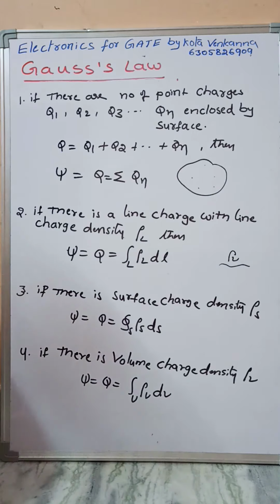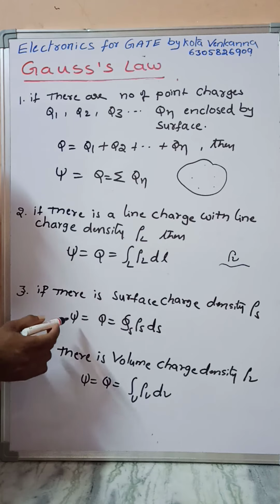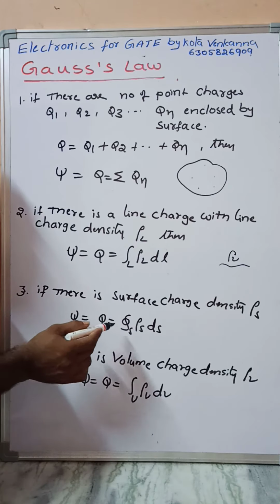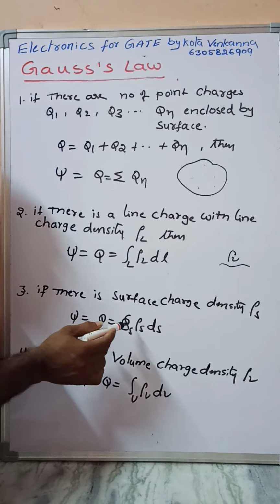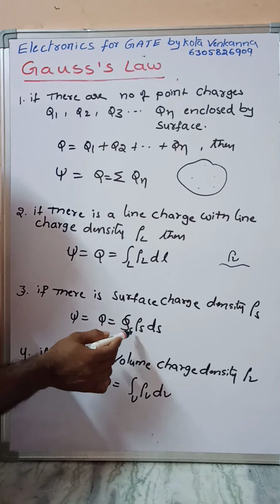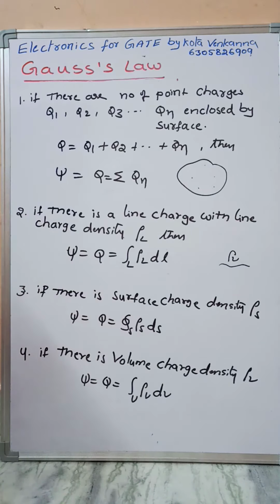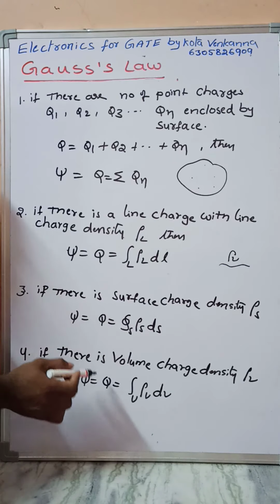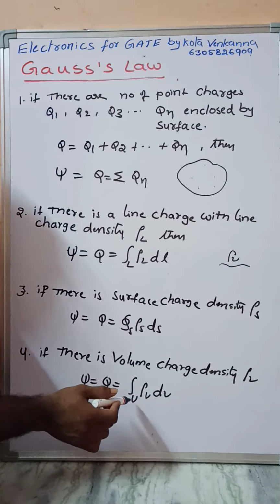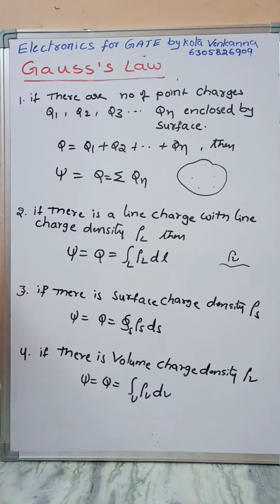And if there is a surface charge with surface charge density, then psi is equal to Q, which is equal to the surface integral of rho S dS. And if there is a volume charge with volume charge density rho v, then psi is equal to Q, which is equal to the volume integral of rho v dv.